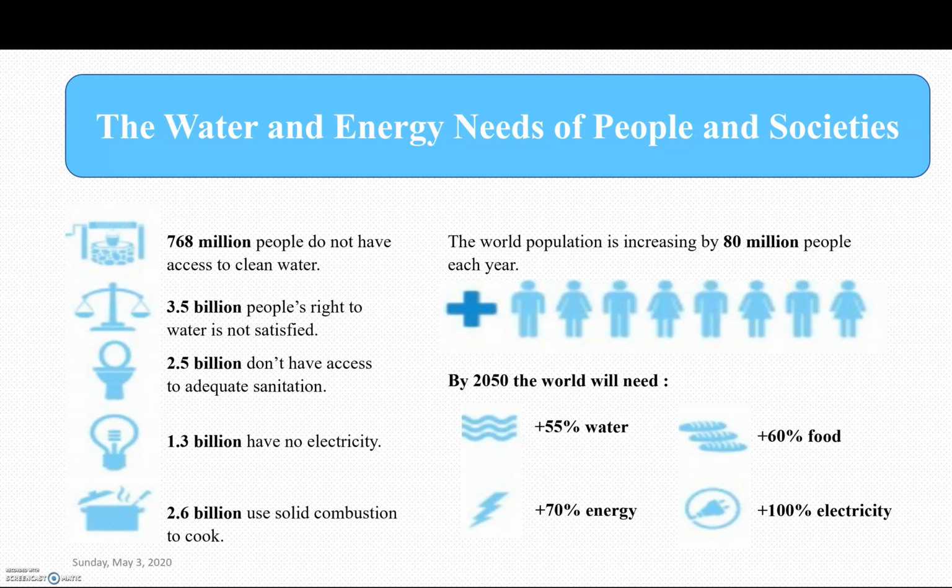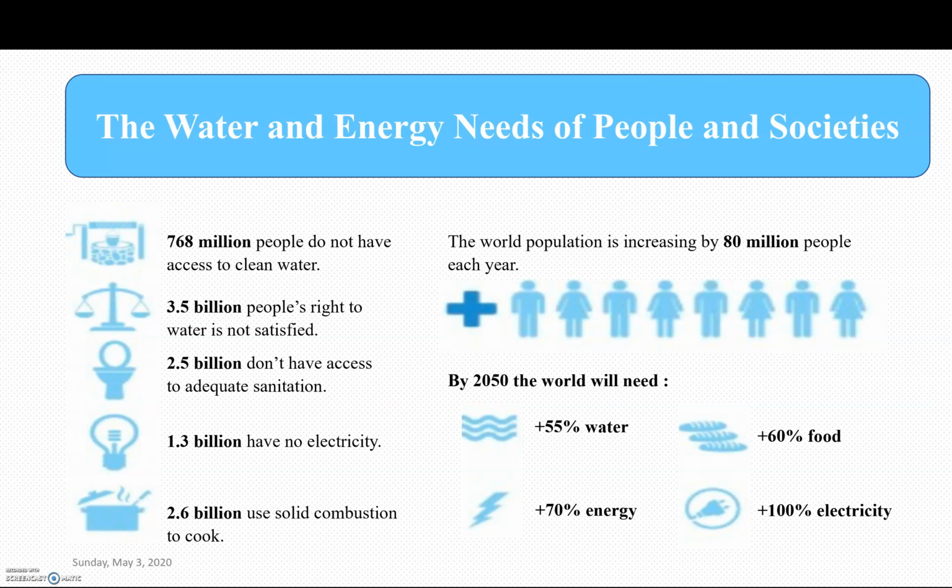The water and energy needs of people and society. There are 786 million people who don't have access to clean water. There are 3.5 billion people whose right to water is not satisfied. 2.5 billion don't have access to adequate sanitation. 1.3 billion have no electricity. 2.6 billion use solid combustion to cook.